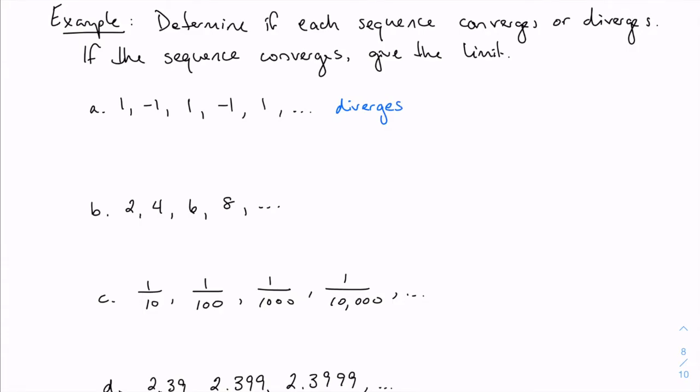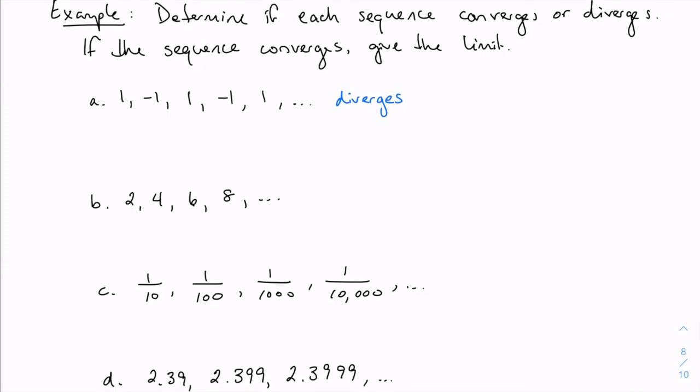Likewise with B, 2, 4, 6, 8, we can assume that this continues 10, 12, 14, 16, 18. This is just getting larger and larger, approaching infinity. Because we're dealing with a sequence, however, we're not going to say that the limit exists. We're going to say that this diverges. It does not approach a number. So this is where it's a little bit different than just a function. I'm not approaching a real number, so I'm going to say that my sequence diverges, just like we said it did in Chapter 1.